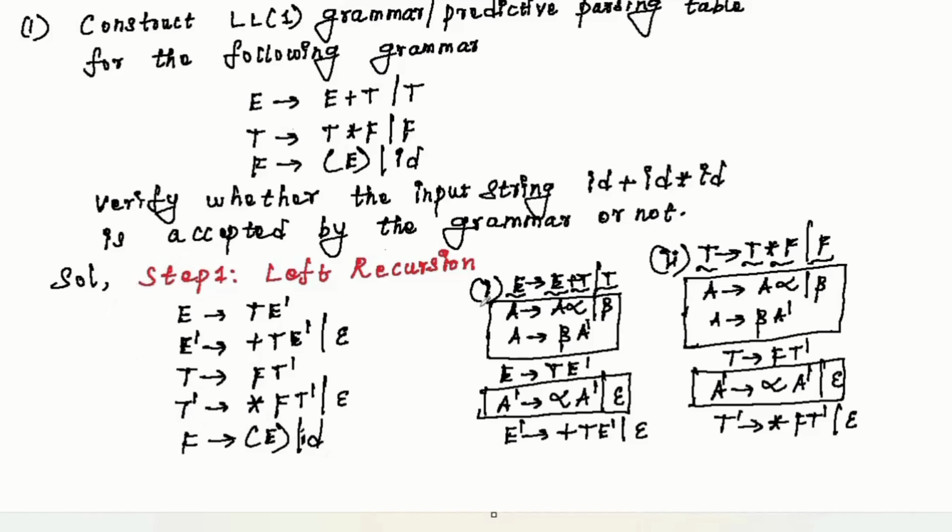Finally, the productions after removing left recursion are E tends to TE dash, E dash tends to plus TE dash or epsilon, T tends to FT dash, T dash tends to star FT dash or epsilon. Then F tends to bracket of E or ID.